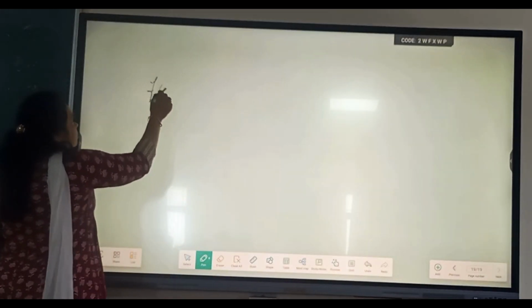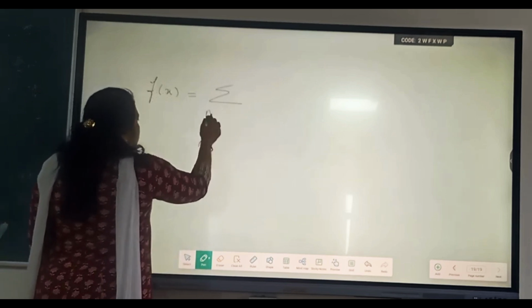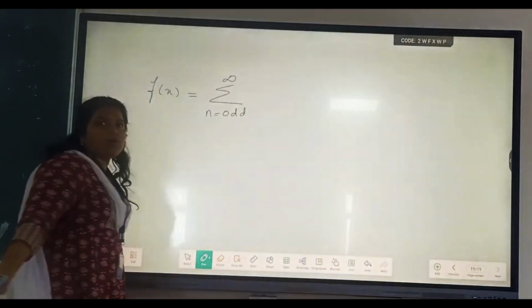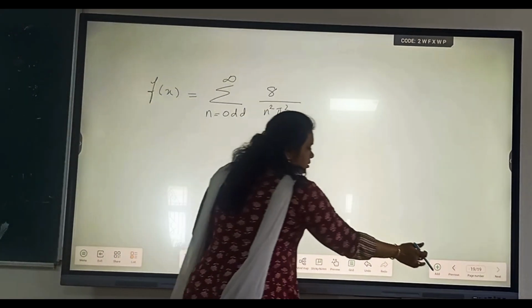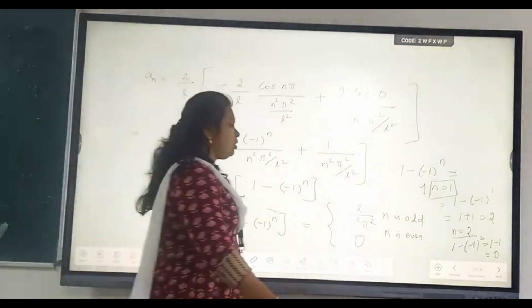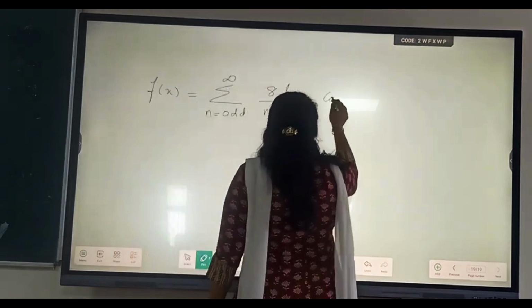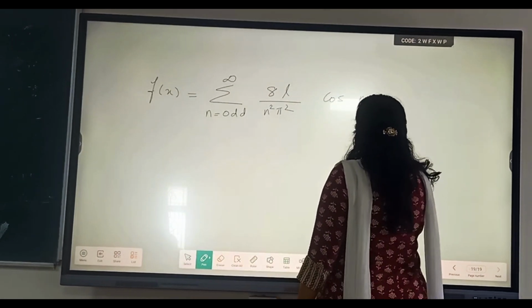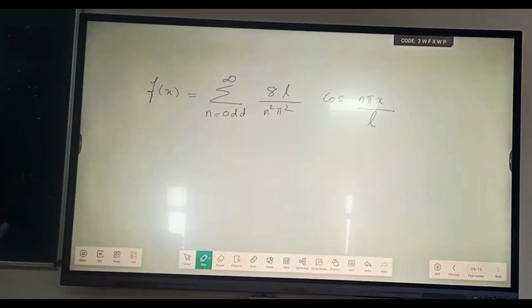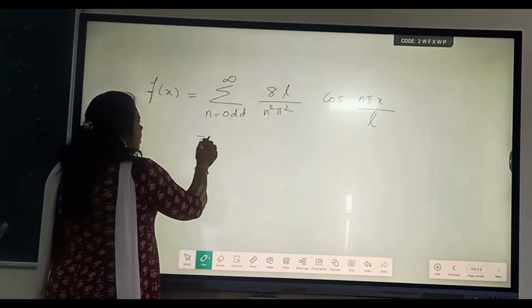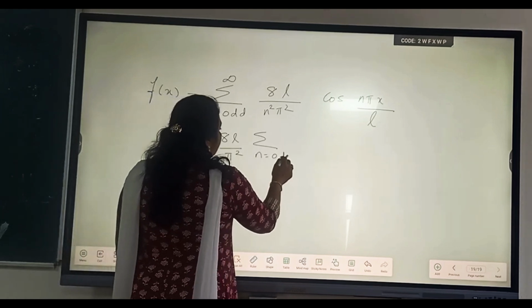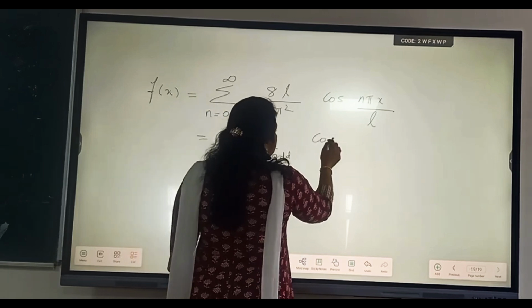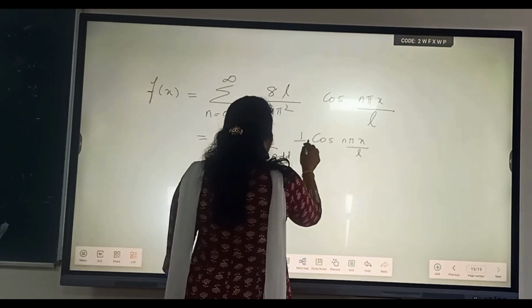Right now, therefore, f of x is equal to, so your a naught answer is 0. So you should write here odd to infinity because we are getting for odd number of terms. So 8 by n square pi square. Is it 8? What is the value for this? 8L by n square pi square cos n pi x by L. So take the term outside. So 8L by pi square, summation n equal to odd to infinity, cos n pi x by L into 1 by n square.